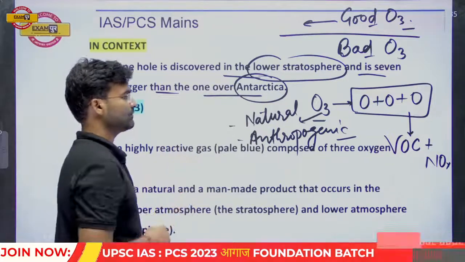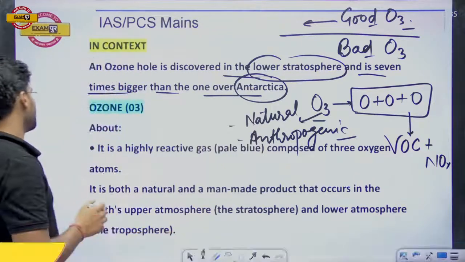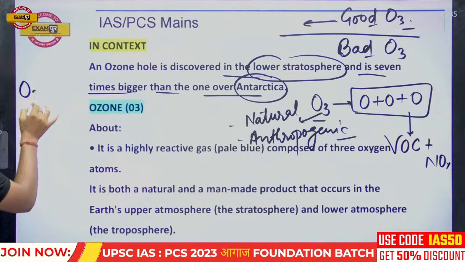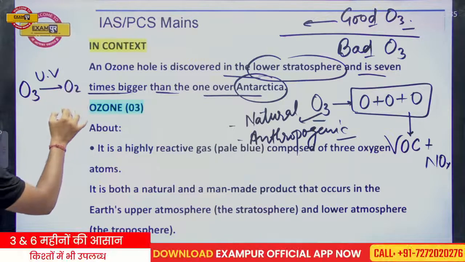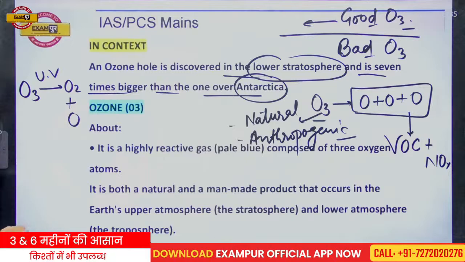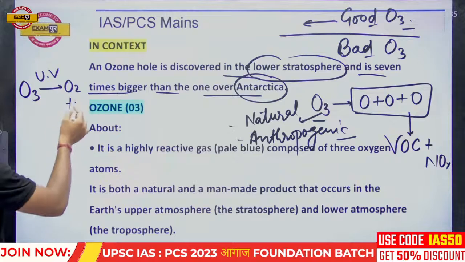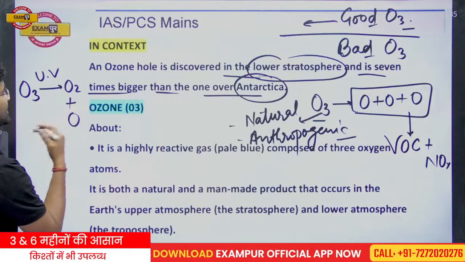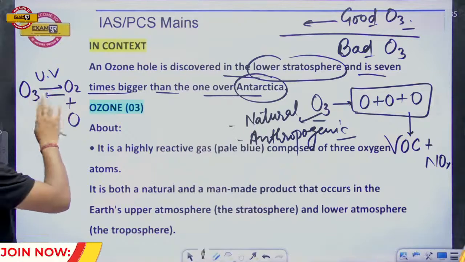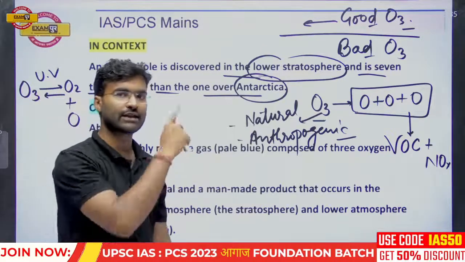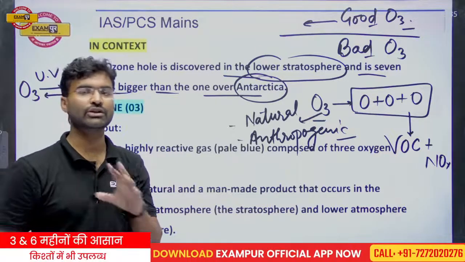In the stratosphere, ozone is found naturally, and when the ultraviolet rays fall on the ozone, the ozone breaks down into oxygen and nascent oxygen. And again, the oxygen and nascent oxygen are in an unstable condition, so they again create the ozone. This is a reversible reaction that is always taking place in this particular area, that means the stratosphere region.